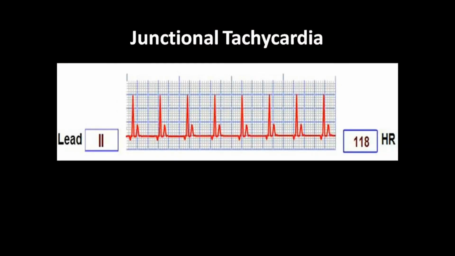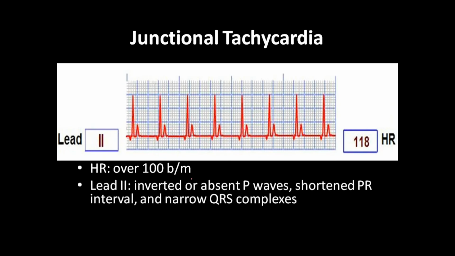Next we have junctional tachycardia. In case of junctional tachycardia, again it is generated by the junction. The P waves will be inverted and the heart rate will go above 100 beats per minute. If it is less than 100 beats per minute, we call it accelerated junctional rhythm. Since it is more than 100 beats per minute, we call it junctional tachycardia. So in lead 2, inverted or absent P waves can be seen.